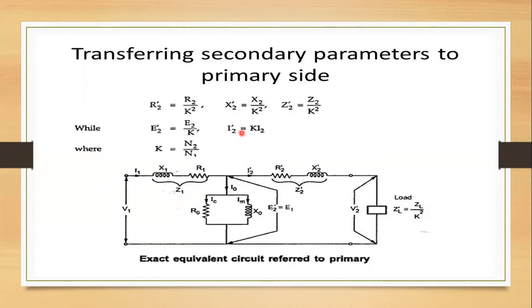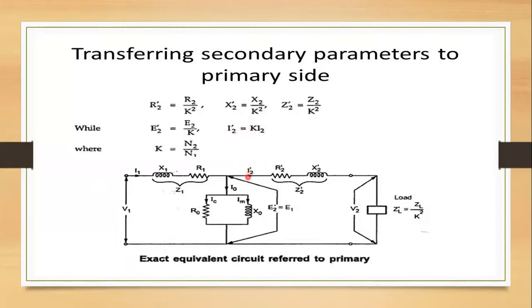And similarly, I2' is equal to K into I2. Here, induced EMF is in the denominator, but current is in the numerator. Why? Because the current relation is exactly opposite to the turns ratio. N1 by N2 is equal to E1 by E2 is equal to I2 by I1 is equal to K. Current relations are opposite, but voltage relations are the same. V1 by V2 is equal to N1 by N2 is equal to E1 by E2 is equal to K, but the current is opposite, I2 by I1. So that's why it is multiplied by K times.